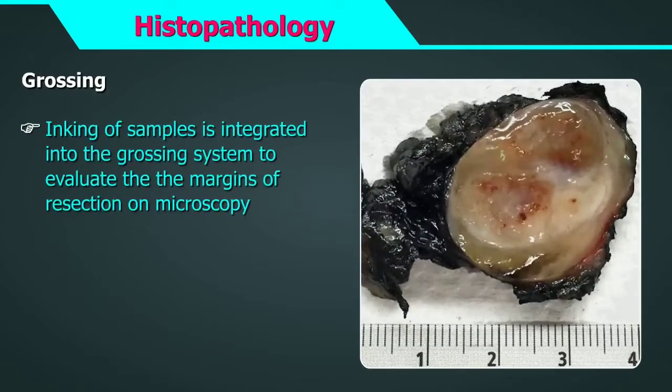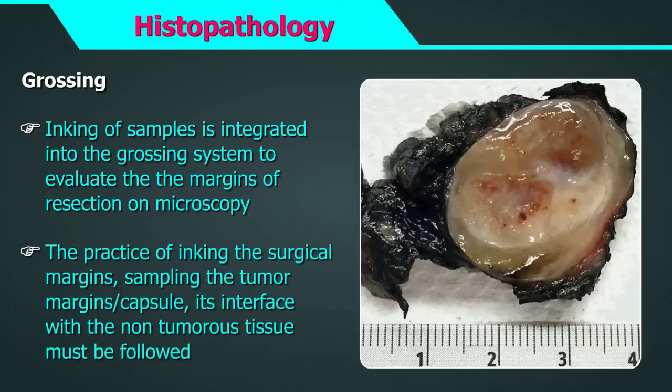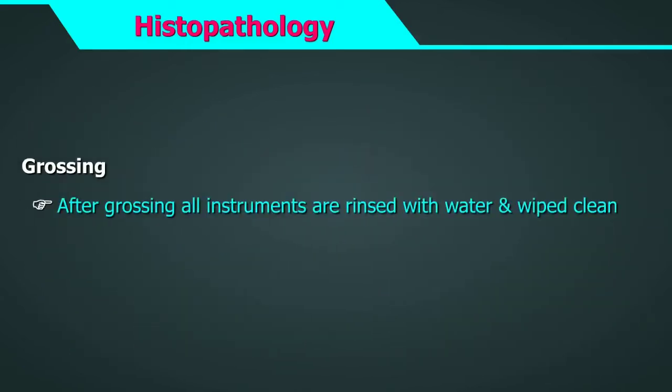Inking of samples must be integrated into the grossing system. This enables the evaluation of the margins of resection on microscopy. The practice of inking the surgical margins, sampling the tumor margins or capsule, its interface with the non-tumorous tissue, must be followed. After grossing each specimen, the grossing area, including all instruments, shall be rinsed with copious amounts of water and wiped clean to prevent any mix-ups or floaters of tissues.